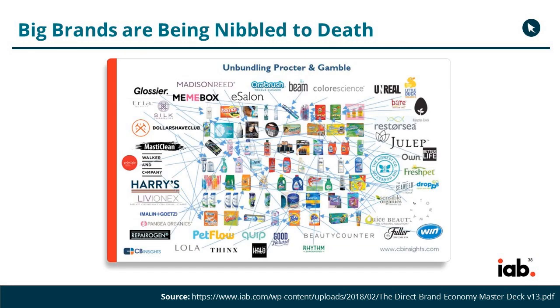As a result of this, big brands are slowly being nibbled to death. And so these challenger brands, and the way I think about them, many of them are born online, and some of them are actually even born on Amazon. And we've seen brands that were entirely born on Amazon and have upwards of 90% of their revenue coming through Amazon. They are chipping away at established brand leaders.